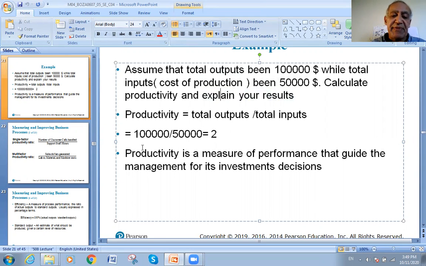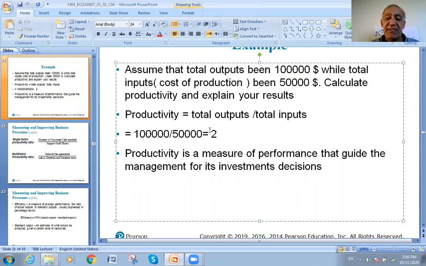To calculate the productivity, if the total outputs come in two parts, we gather them together, but here I give it to you explicitly. 100,000 are the total outputs, or the total revenues, or the sales volume in dollars, divided by the total inputs, which is the total costs. So the outputs are revenues and the inputs are expenses. 100,000 divided by 50,000 means 2. What does 2 mean? This is in dollars, of course.